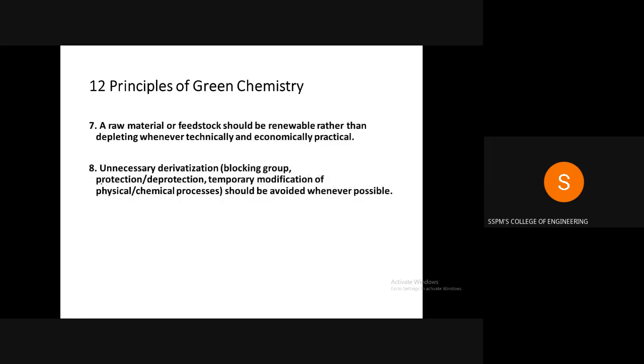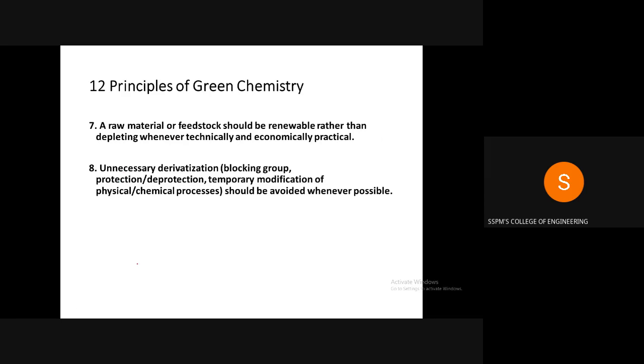Next is, a raw material or feedstock should be renewable rather than depleting, whenever technically and economically practical. So raw material je apan use karnar ahot tyacha store karun theu shakat nahi, jithe possible asel tya tya velela, according to need we can use the raw material.